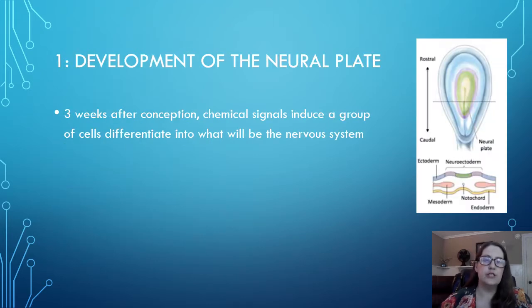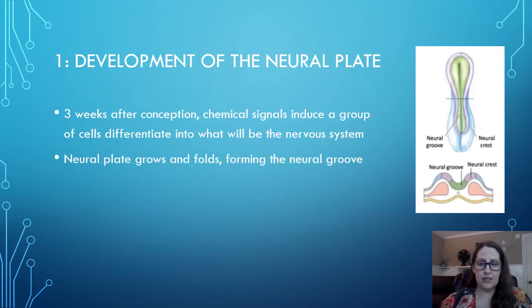So the first stage is the development of the neural plate. And the fetus at this point is composed of 3 layers of tissues, the ectoderm, the mesoderm, and the endoderm. And the ectoderm forms a cluster of cells on it called the neural plate. It's often depicted in a way that looks to me like an oyster. It's a flat surface that will become our entire nervous system. And so these cells are differentiating into our nervous system.